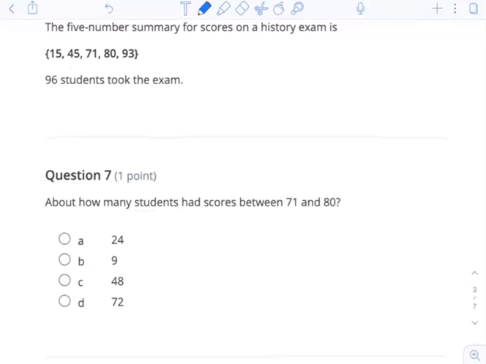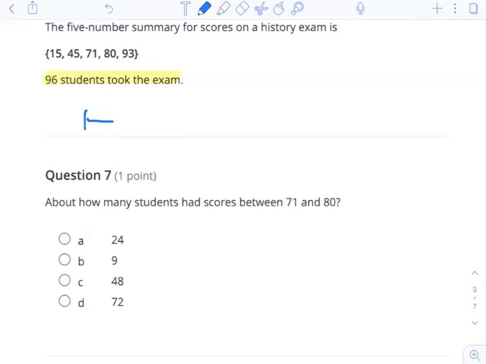Okay, pay attention to these ones because we haven't practiced these in a while. The 5-number summary for scores on a history exam is shown there. This part's going to be really important. 96 students took the exam. So we want to know how many students had scores between 71 and 80.